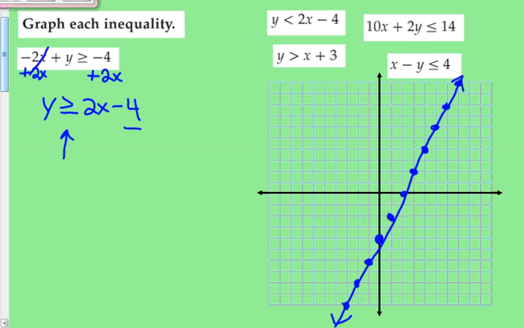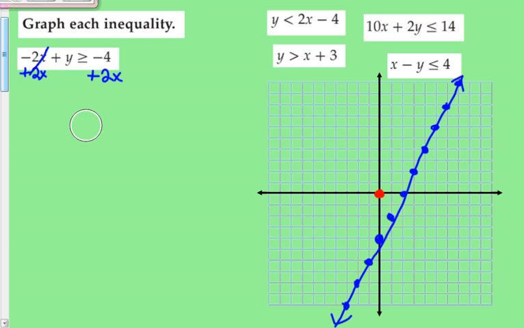I'm not going to shade over here because this is below the line. This is kind of like the bottom half. And I don't want to use that because it says greater than. So I want to use the top half. But to prove this is the right half, we're going to use our test point again. Let me show you how that works.